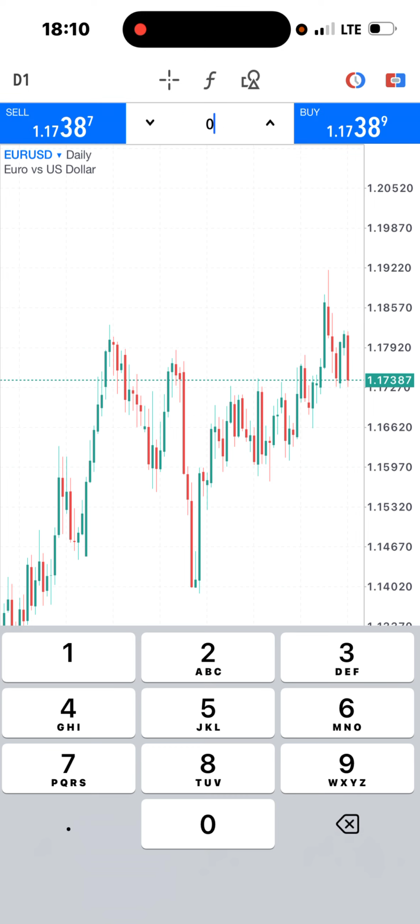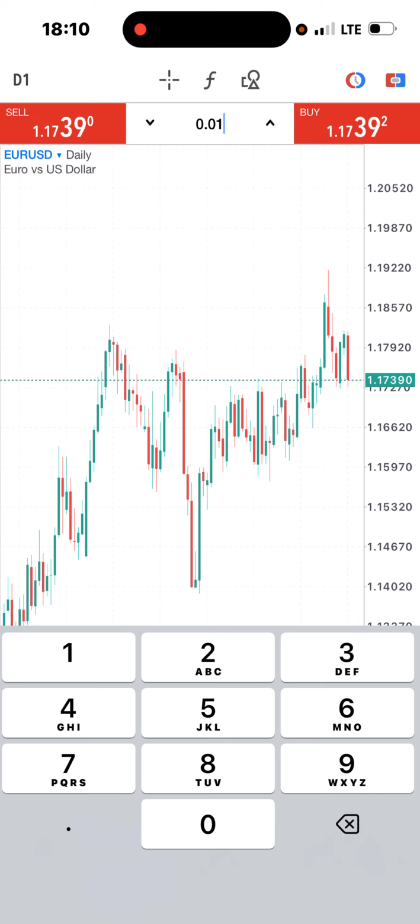But if I put 0.1, this is a mini lot. It means that each pip movement of Euro USD is just going to be $1. But if I put 0.01, it means each movement of Euro USD is just going to be 1 cent, which is $0.01. I believe we understand what I just explained. Please, if you don't understand, listen to this video over and over again for deeper understanding. So that is that about that.